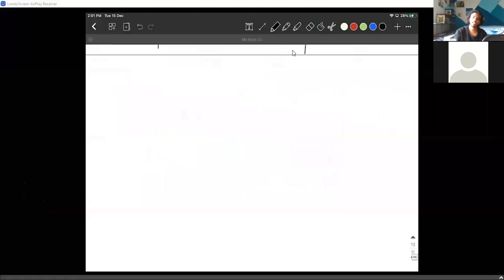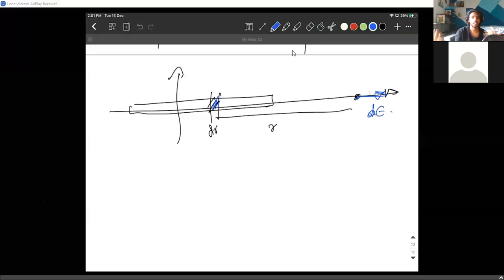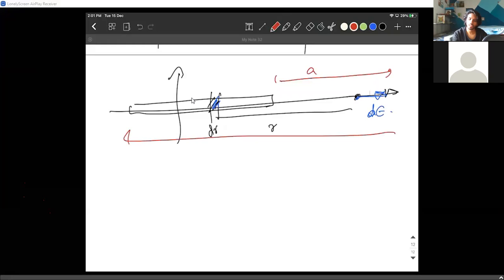In yesterday's class, I dealt with one problem where we found the gravitational field because of a rod at a faraway point. At a distance dr, we took a small mass dm. We wrote the field because of this small mass, which is dE, and then we integrated it from this end A to this end B, the whole length.